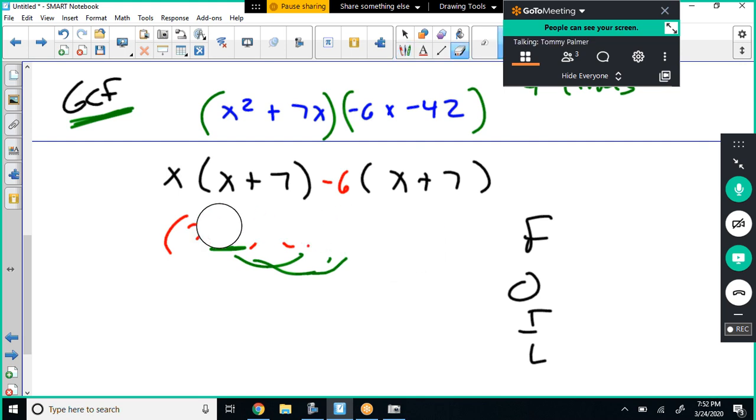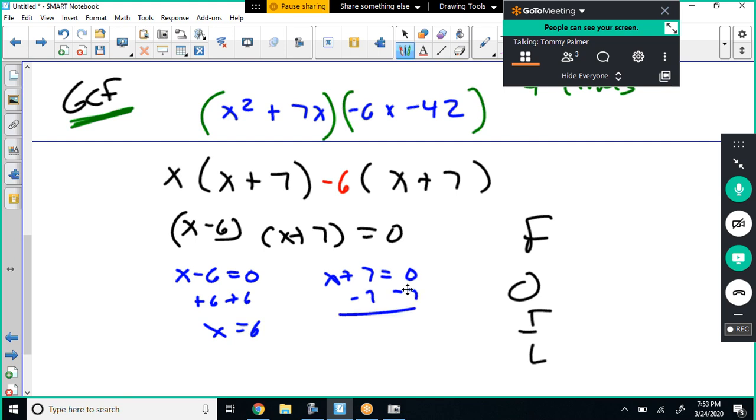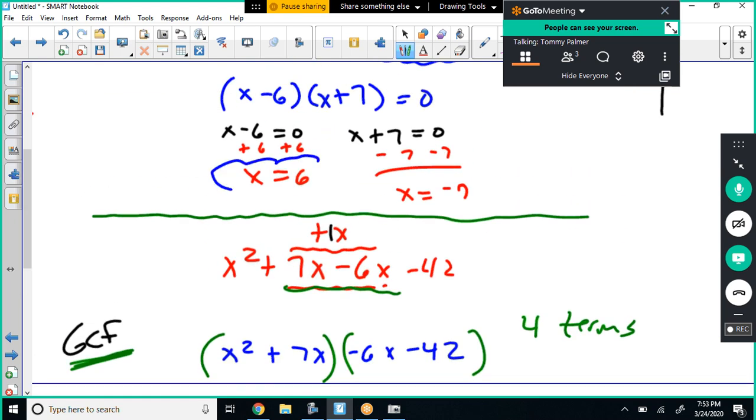So I asked myself, what do I need to do to -6x to make it just x? I need to pull out a -6, right? And if I say -42 divided by -6, I get a +7. And what that leaves me is this. And if I were to set those equal back to 0 like we had earlier, I'd get x equals 6, and if I were to do this, I'd have x equals -7, right? So that's what I got up here in the very beginning anyway, right?